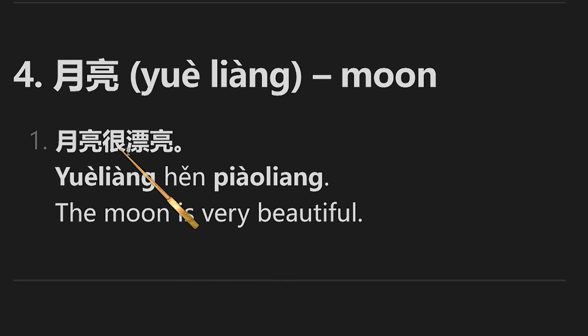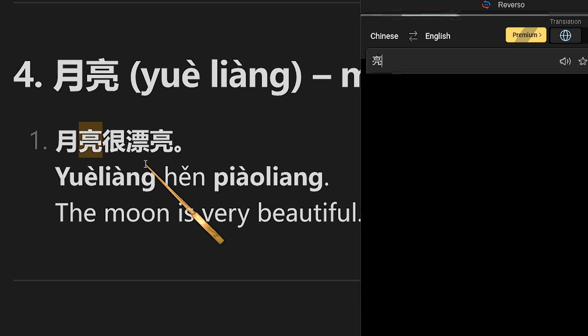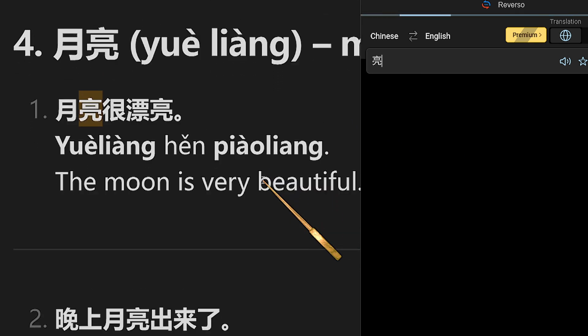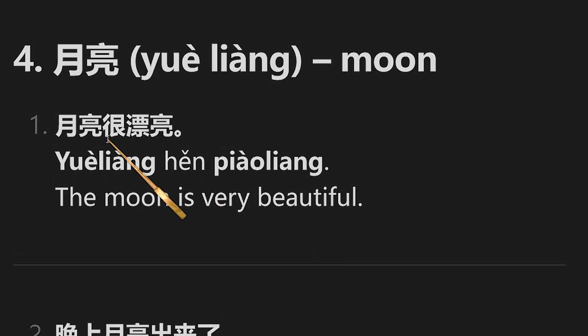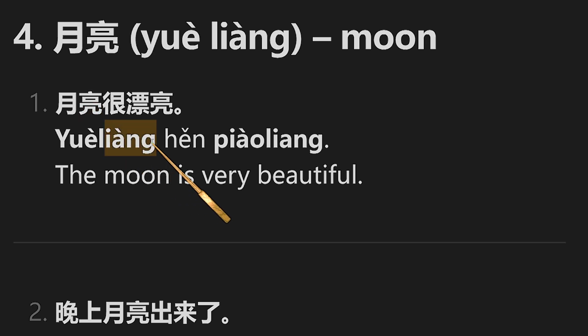月亮很漂亮. As you can see, here is 亮 and this 亮, they are kind of similar because the character is similar, but as you can see, the pronunciation is a bit different, though not so big a difference. Okay, next one. For now we'll skip. 月亮很漂亮. The moon is very beautiful, 很漂亮. But keep in mind the tones are different.